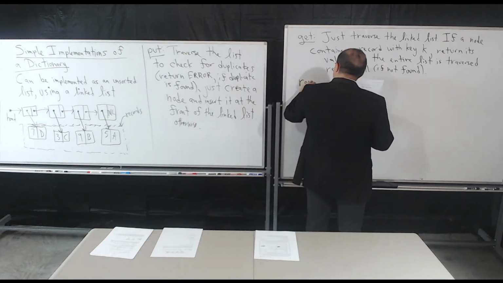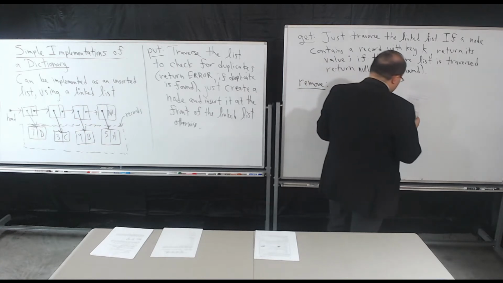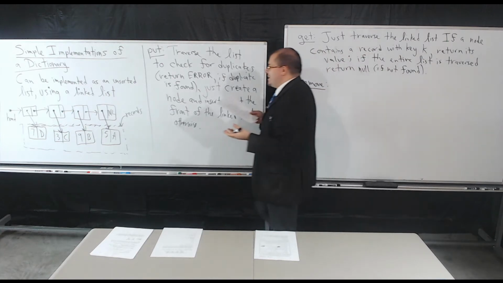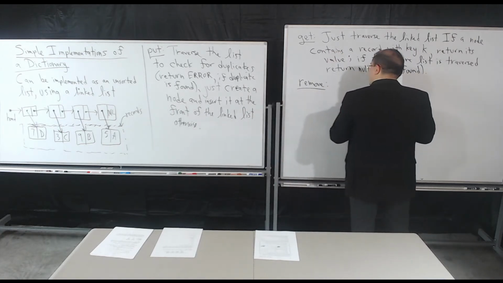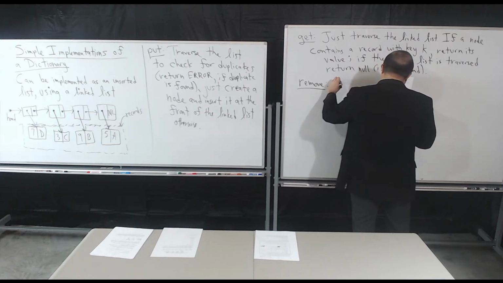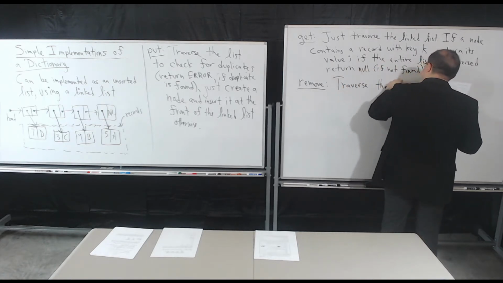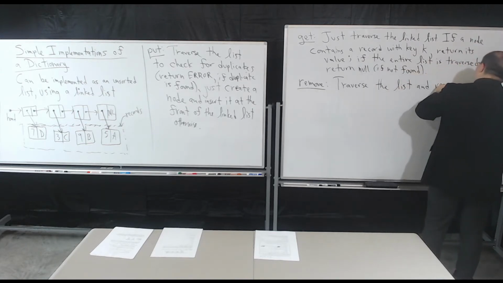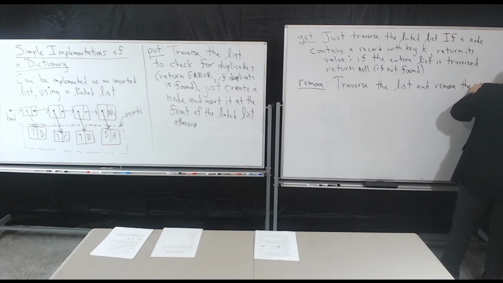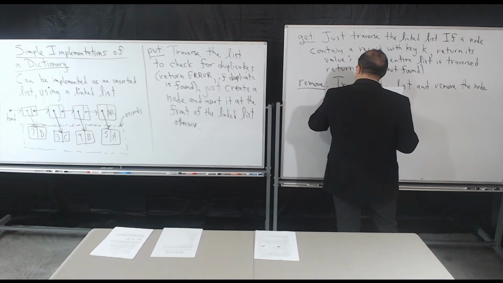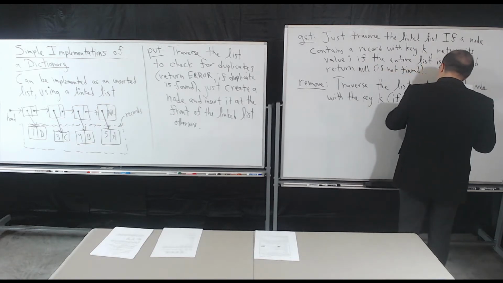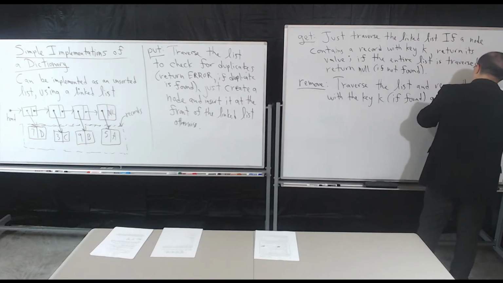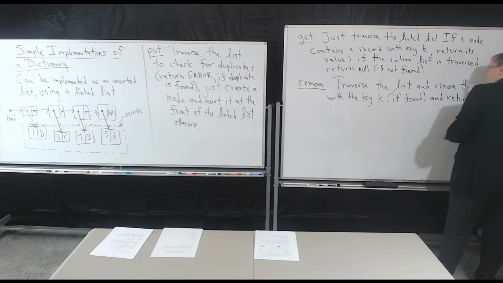How about remove? It's not going to be really that much different, right? I just need to find it, right? And if I can't find it, I better give back what? I need to give back an error if I can't locate that record with that key, okay? So I'm just going to again traverse the list, and remove the node with the key K if found, and return its value.